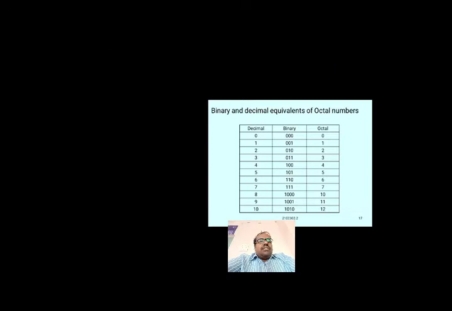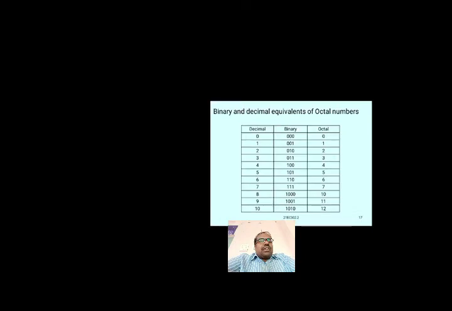For 8, 1000, octal value is 10. For 9, 1001, octal value is 11. For 10, 1010, octal value is 12. See, up to 7, the octal values are 0 to 7. After 7, it is 10, 11, 12, 13. Afterwards, after 17, it changes to 20, 21, 22, 23, 24, 25. Please make a note of it. It must be known to you in each and every fashion.